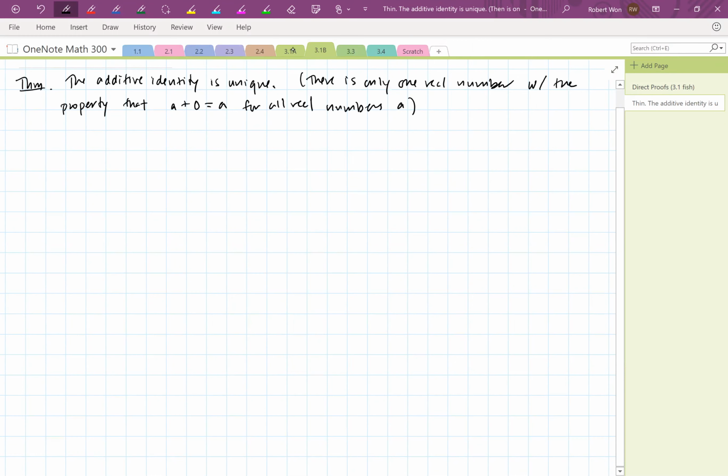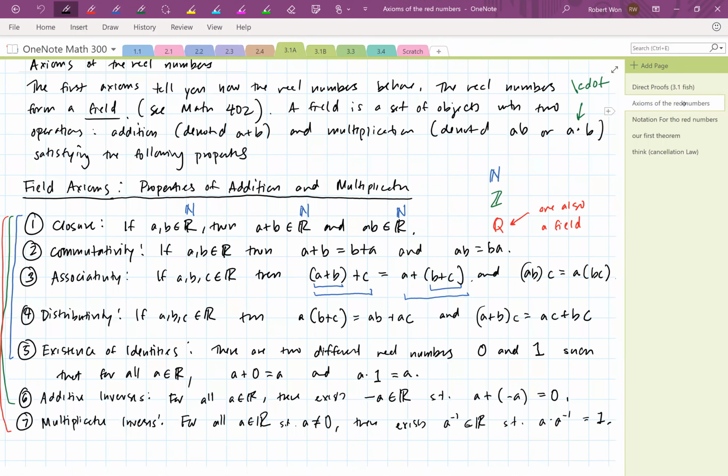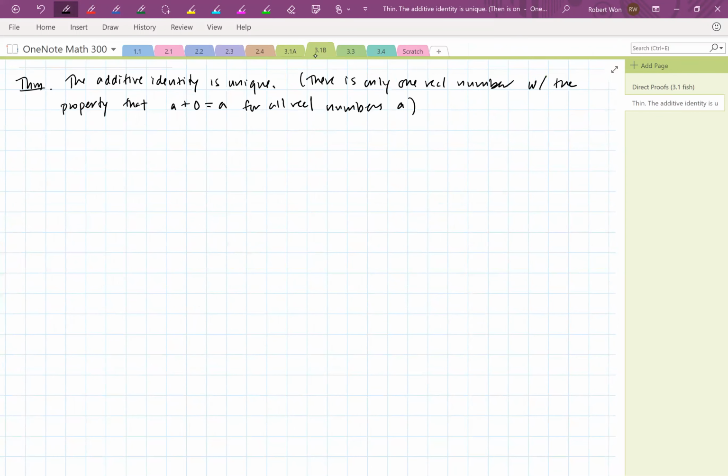Right. So if you go back and look at the axioms, what we did is we assumed that there was an additive identity. We assumed that there's some real number which we called 0, such that A plus 0 equals A no matter what A is. But just by these axioms, this doesn't rule out that there might be more than one number with this property. But this theorem says that if you just assume these axioms about the real numbers, you actually automatically know that there's only one additive identity.